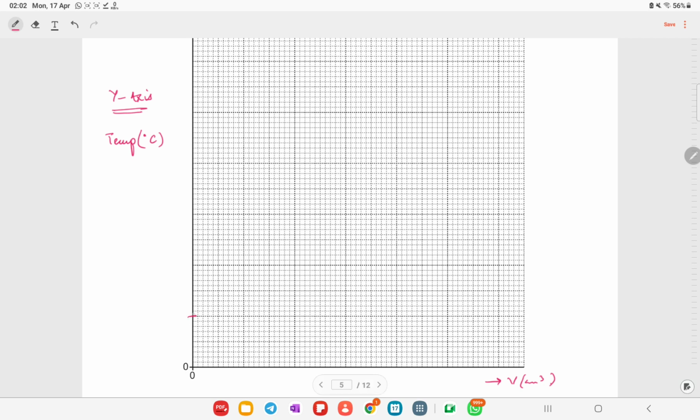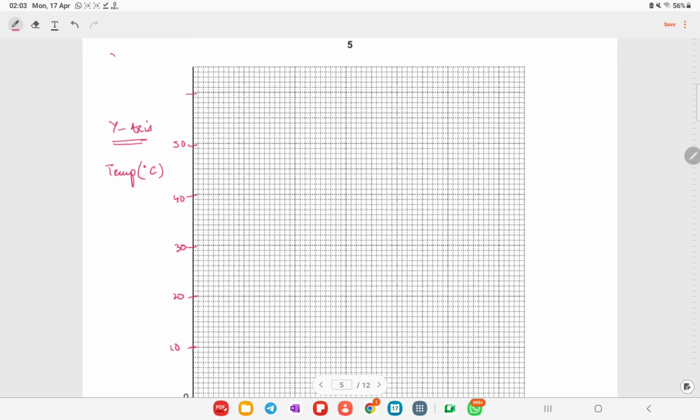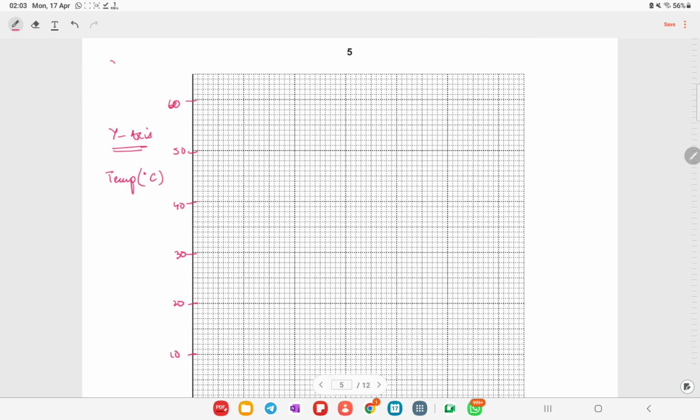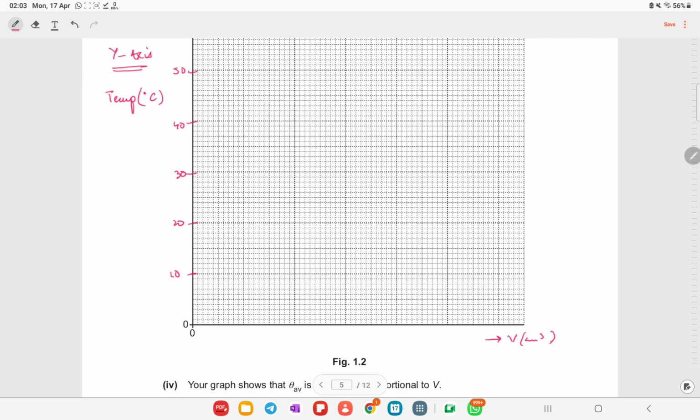So first of all, by looking at the data, what I need to do is 10, 20, 30, 40 degrees Celsius, 50. This is going to be 60. Okay. And then if you talk about the volume, how would I take this value? Let's say I'll take this as 50, 100. This is going to be 150, then 200, 250, and this is going to be 300 centimeter cube.